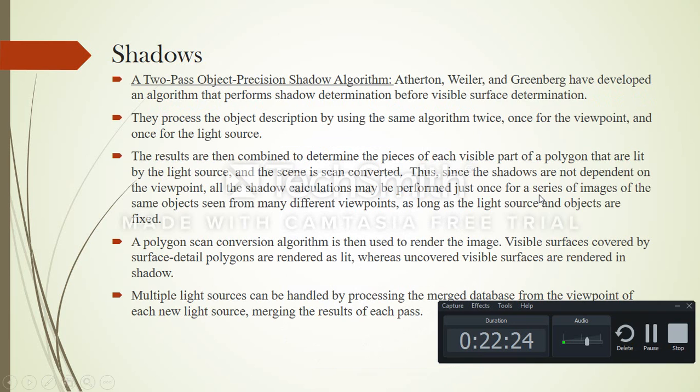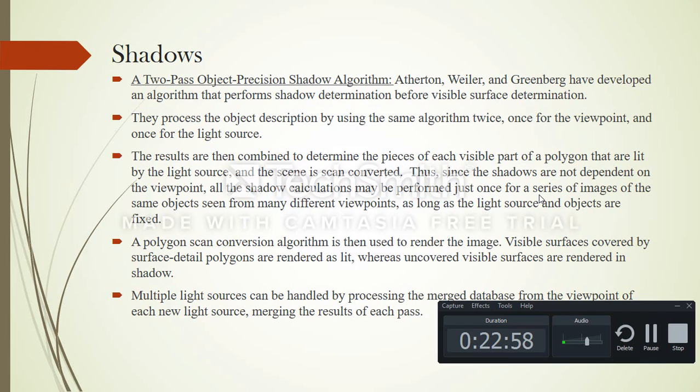The second technique is a two-pass object precision shadow algorithm. Atherton, Weiler, and Greenberg have developed an algorithm that performs shadow determination before visible surface determination. They process the object description by using the same algorithm twice, once for the viewpoint and once for the light source. The results are then combined to determine the pieces of each visible part of the polygon that are lit by the light sources, and the scene is scan converted.